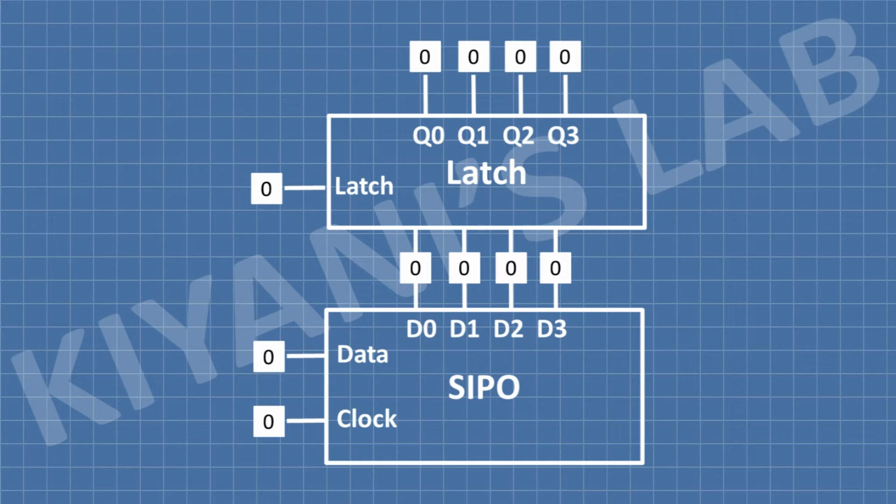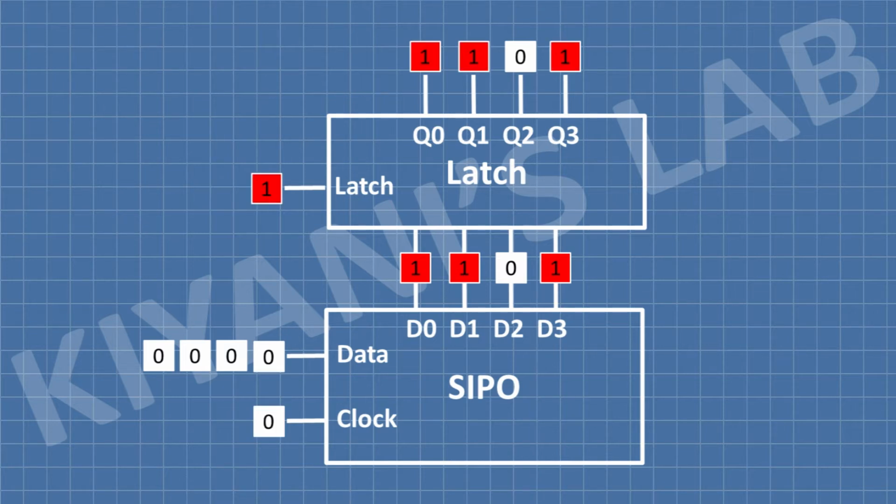Now this is a shift register with a latch connected at the output. Now if we give data at the input of the shift register, with every clock signal, the data is shifted at the output of the shift register. Now if we give a signal to the latch, the data is sent to the output of the latch. Now let's give another signal at the input and see what happens.